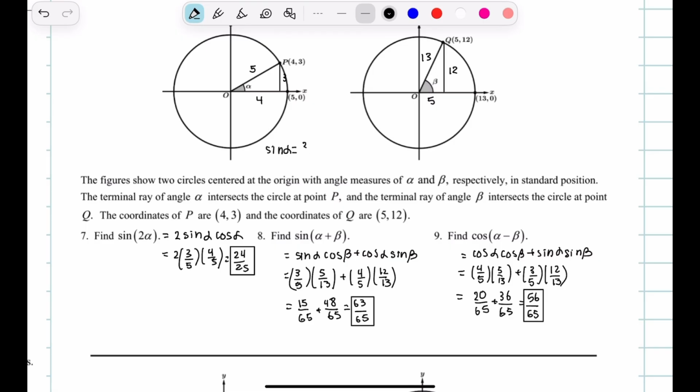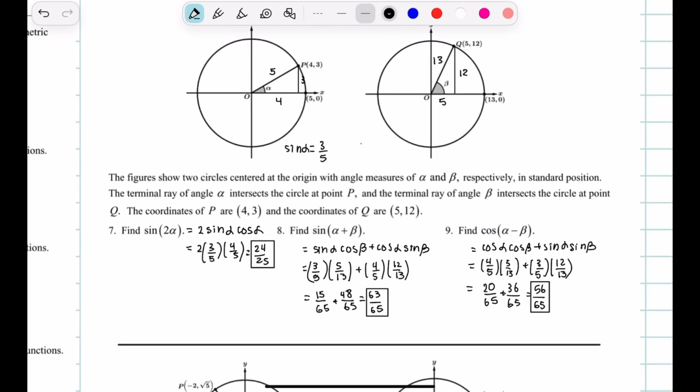Sine of alpha is going to be the ratio of 3 over 5. Cosine of alpha is just the ratio of 4 over 5. Sine of beta is going to be 12 over 13. You actually want to do this before you do the problem. Cosine of beta is going to be equal to 5 over 13. You know this because it's opposite over hypotenuse, adjacent over hypotenuse, opposite over hypotenuse, adjacent over hypotenuse.